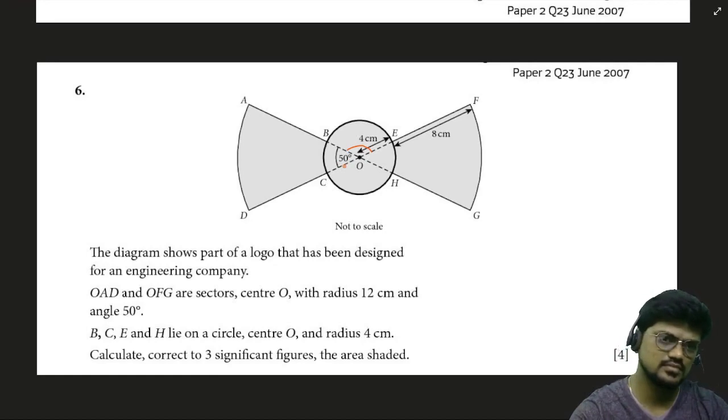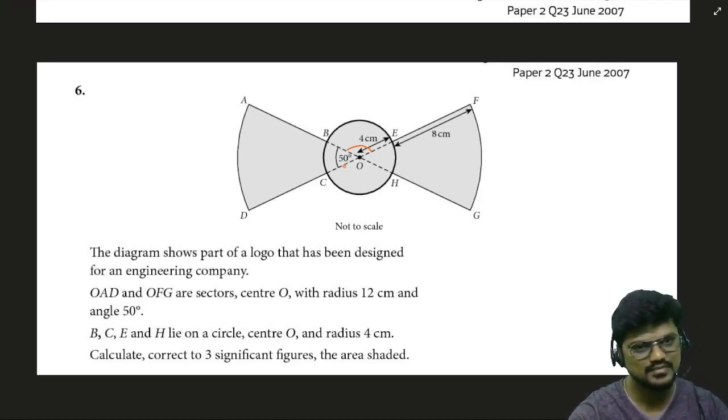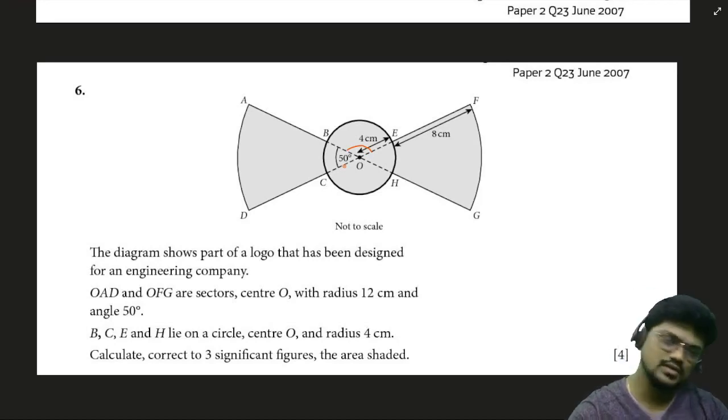50 times 2? 100. 360 minus 100, divided by 2. How much? 130 it will be. Yeah, Ashmi, what about you? I said 360 minus 100 divided by 2. Yeah, fine. That is also fine.